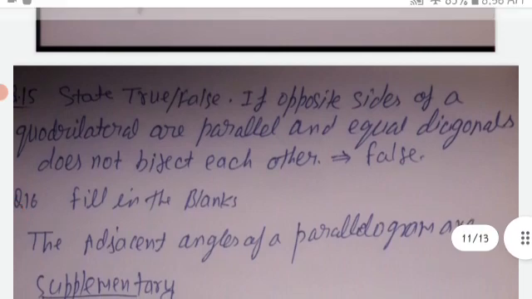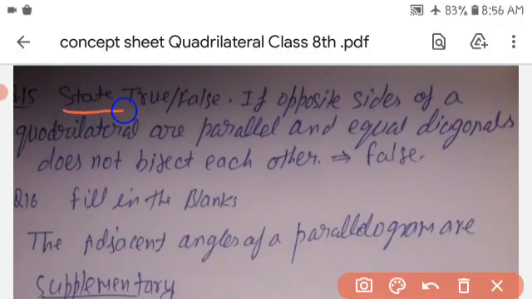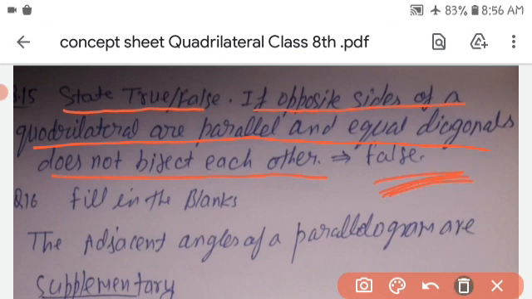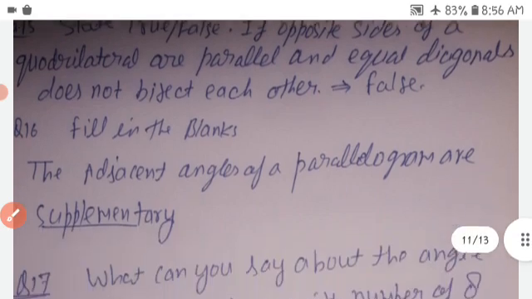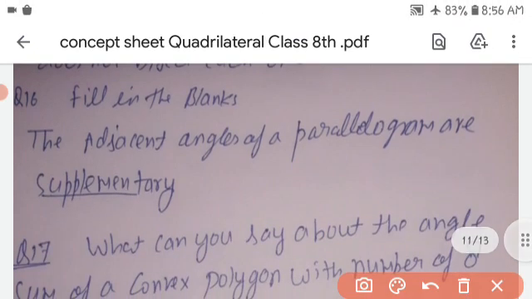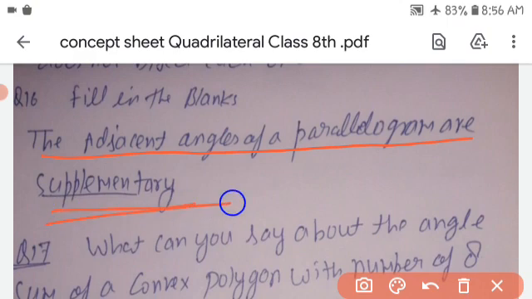Question 15. State true or false. If opposite sides of a quadrilateral are parallel and equal, the diagonals do not bisect each other. The statement is false. Question 16. Fill in the blank. The adjacent angles of a parallelogram are supplementary.